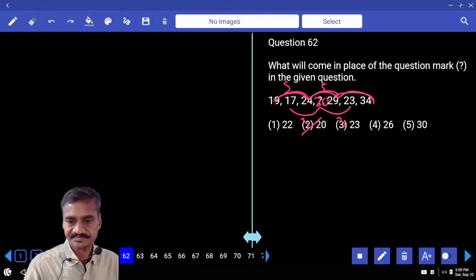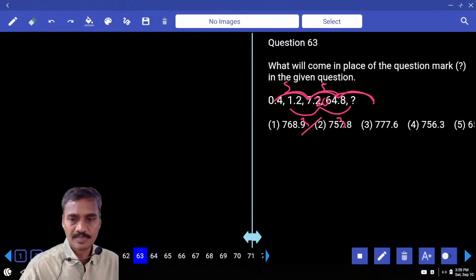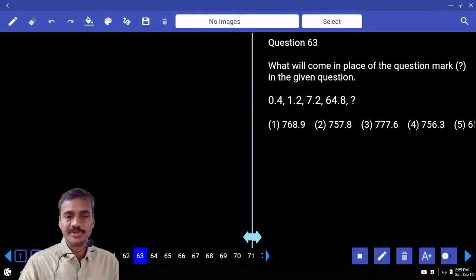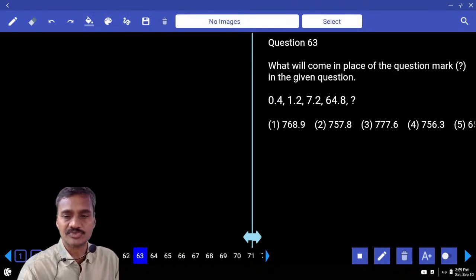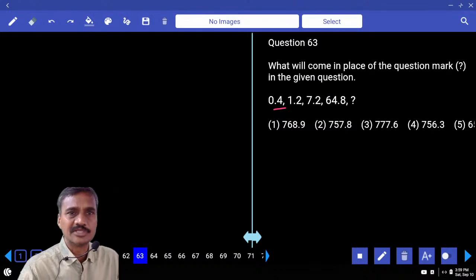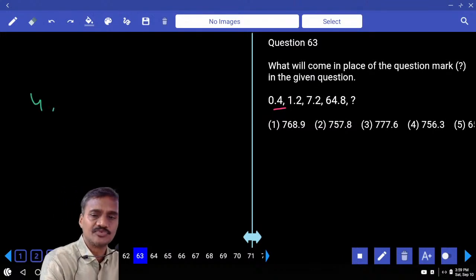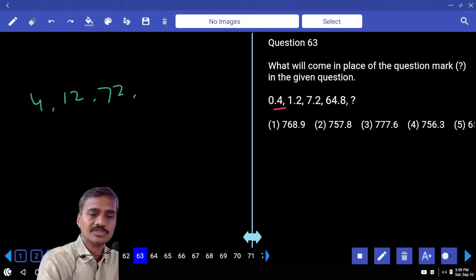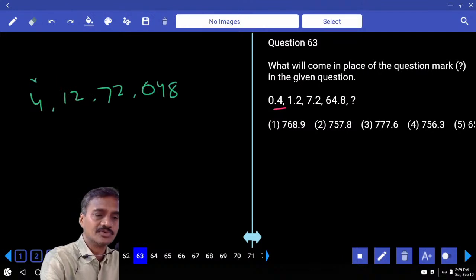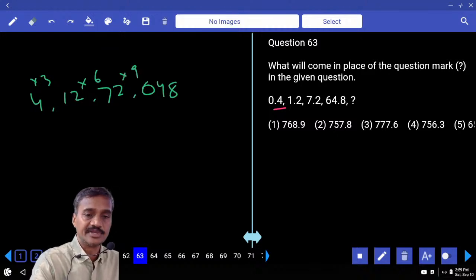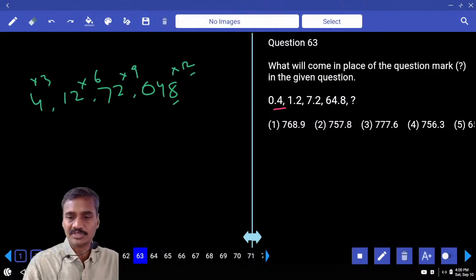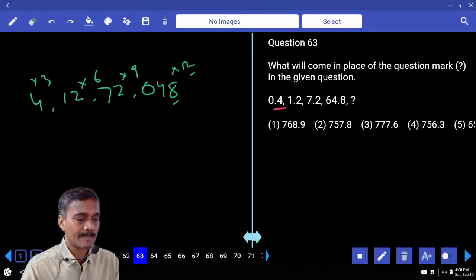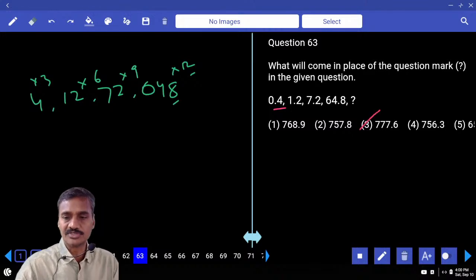Alternate. The next one. Now 0.4 and 1.2. Tell me, how can you represent? Since there are decimals, convert this number to a regular number. 4, 12, 72, 48 and so on. 4 into 3 and 12 into 6. 72 into 9. 3, 6, 9. Next one is 12. 8 into 2 should come. Last digit 6. Among the given choices, where is 6 the last digit? And third option, choice 3.